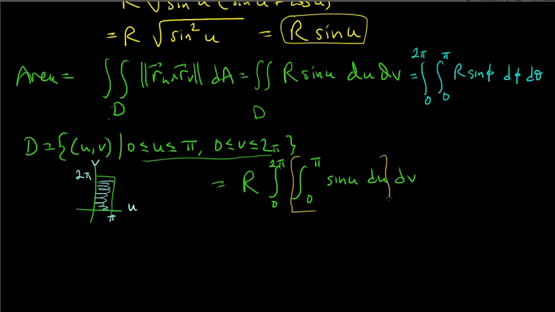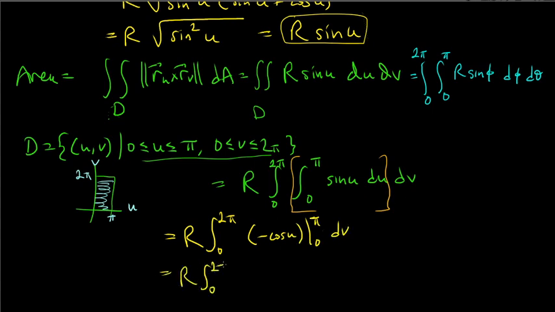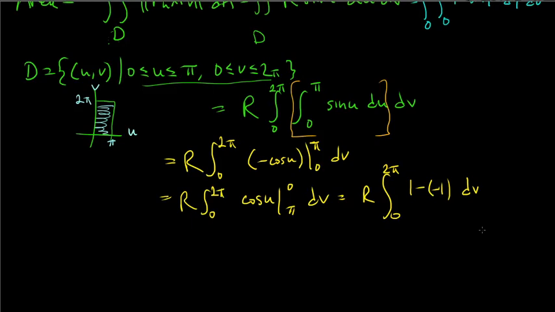Okay, so let's evaluate the inside integral first. So this is just the integral from 0 to 2 pi. The integral of sine is negative cosine from 0 to pi. And again, there's going to be a lot of negatives here, and because I always get that mixed up, let's just do cosine of u from pi to 0. And that's just 1 minus negative 1, which is, of course, 2. So we'll bring out the 2.